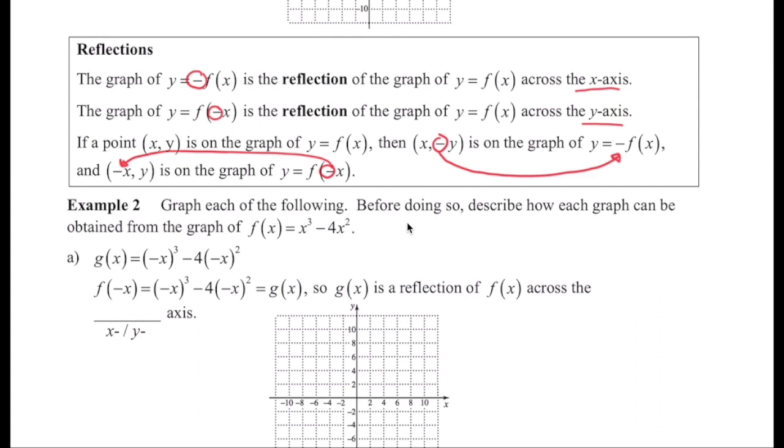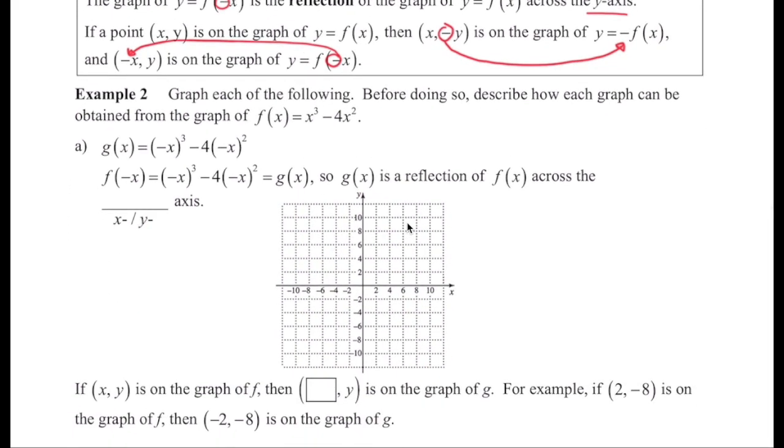Graph each of the following. Before doing so, describe how each graph can be obtained from f of x is equal to x cubed minus 4x squared. So this is acting like our parent function because we don't have a parent function with x cubed and x squared together. So this is going to be our parent function. We want to know how g of x, which is negative x cubed minus 4 times negative x squared, can be obtained from our parent function.